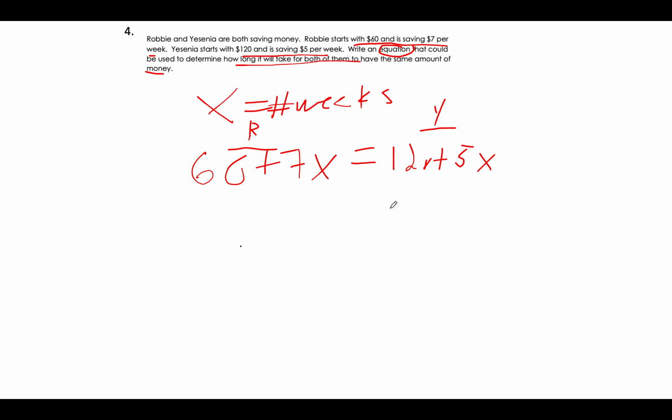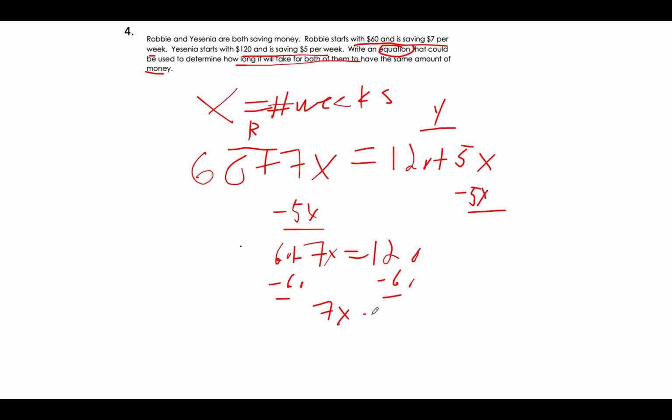So to solve for this one, why don't we subtract 5x over here? This is not a typical problem. I don't have to worry too much about this. We get 60 plus 2x equals 120. Then we subtract 60 over here. Oh, sorry, this should be 2x, my bad. 2x equals 60. Divide both sides by 2. We get x equals 30. So it'll be 30 weeks.